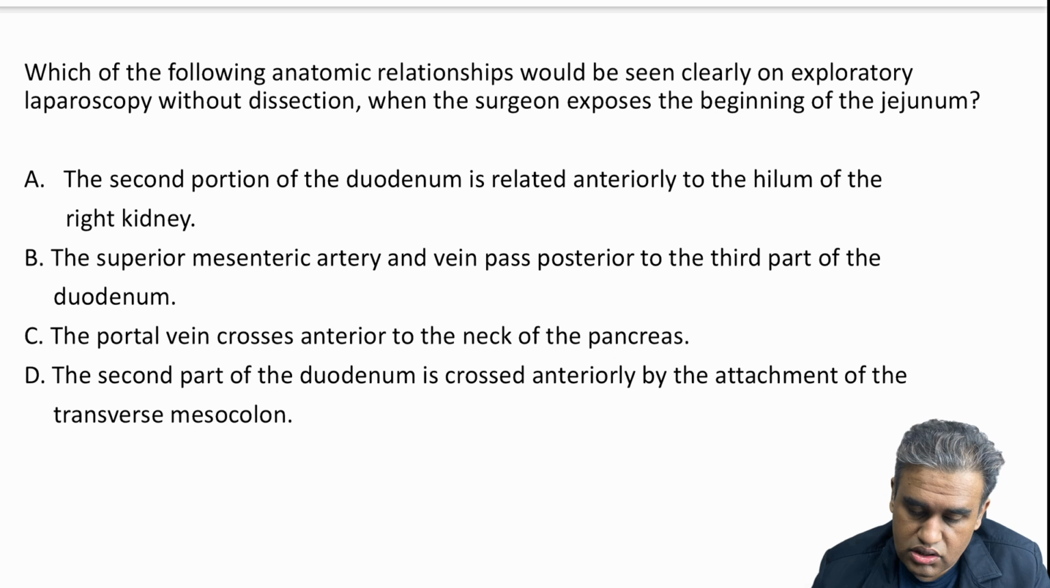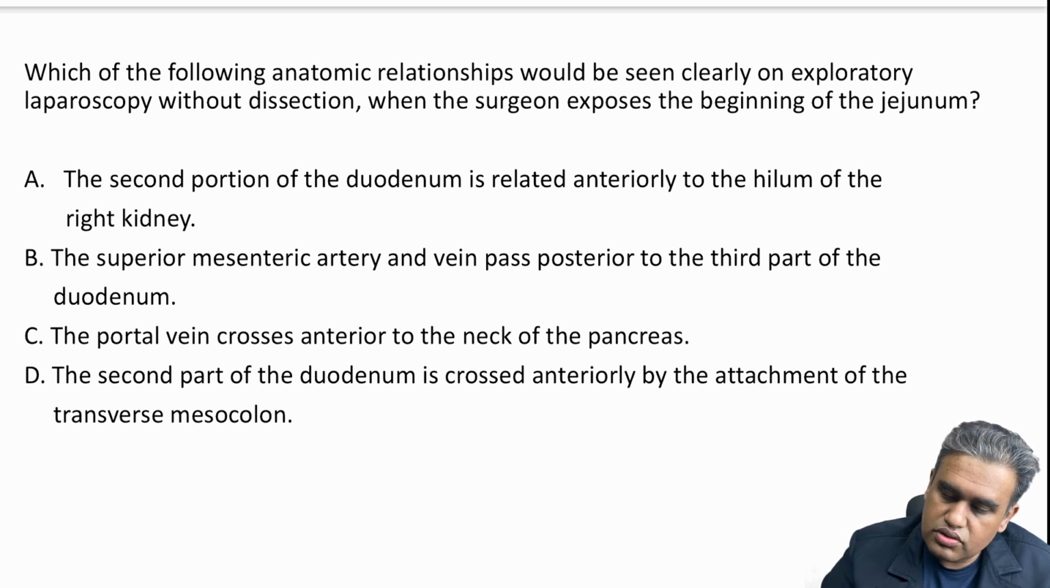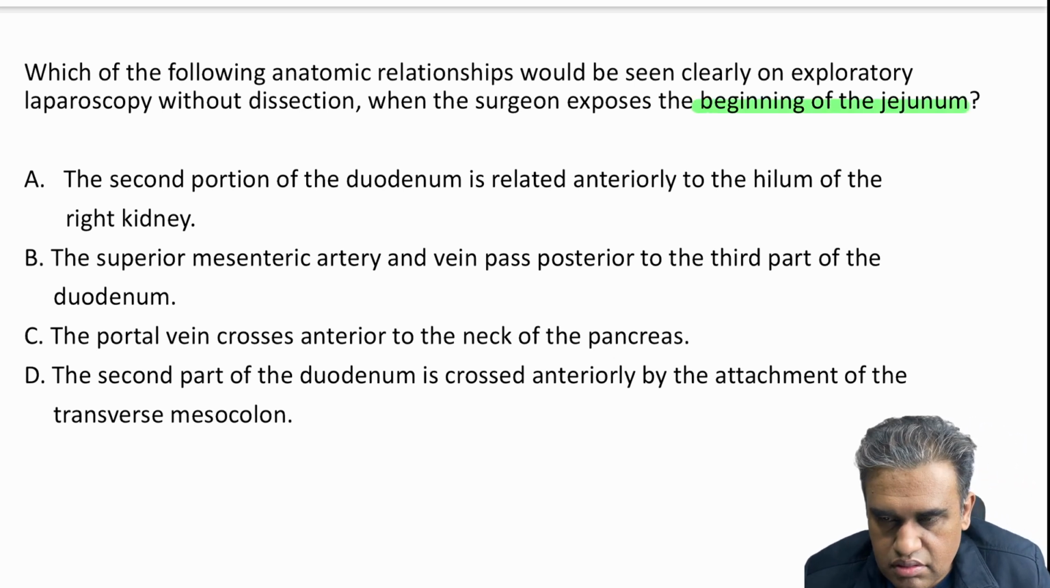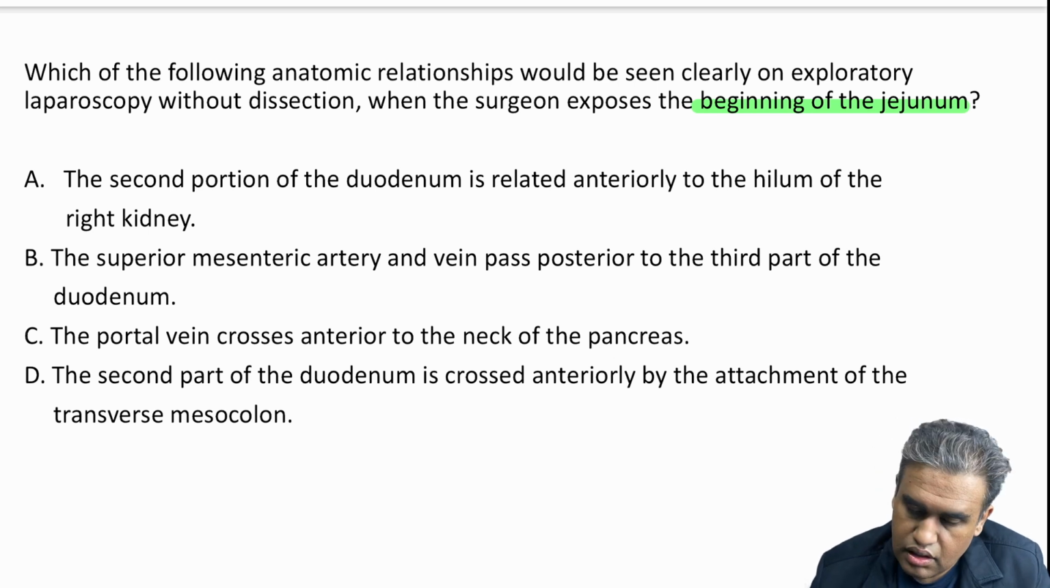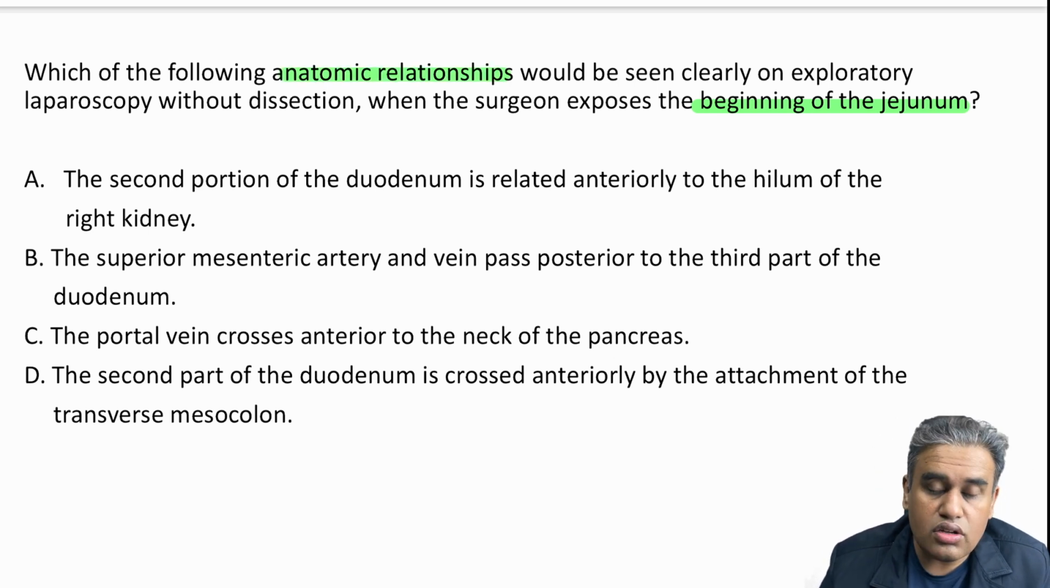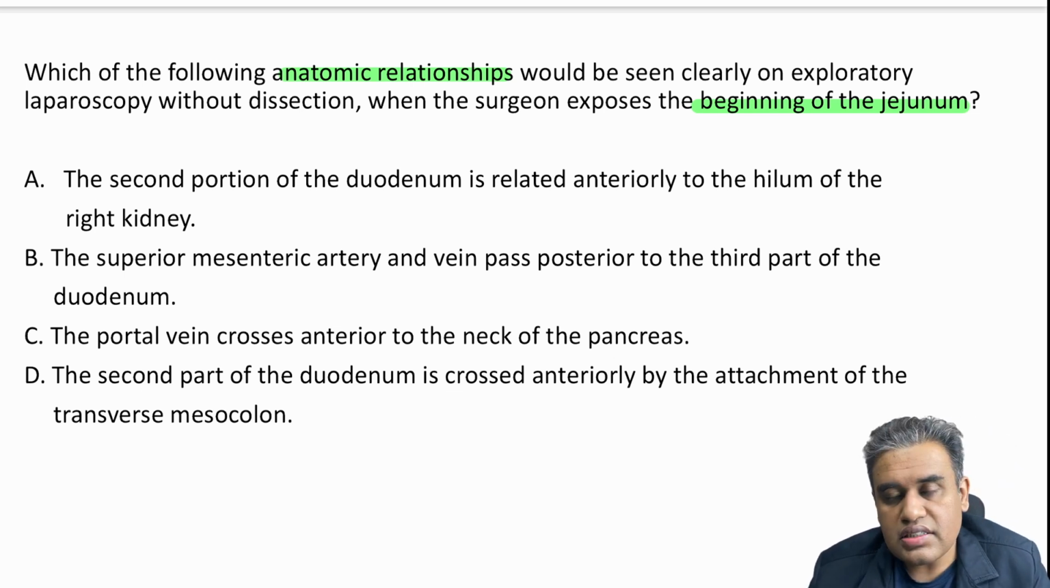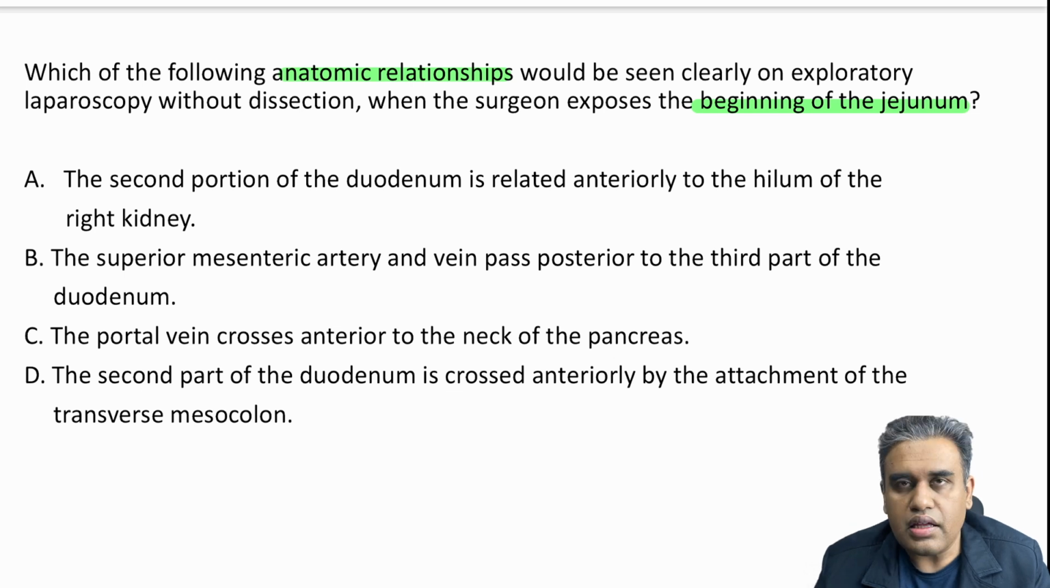Okay. So coming to this question, which of the following anatomical relationships would be seen clearly on exploratory laparoscopy without dissection, when the surgeon exposes the beginning of the jejunum? So here they are asking that you are about to reach the beginning of the jejunum. Now anatomically, what structures would you be seeing over there? It's an exploratory laparoscopy. So we all know that the jejunum is an intraperitoneal organ, and once you open up the abdominal wall, you see the greater omentum, you lift it up, then you see the jejunum and ileum. Jejunum is the upper end to the left side, ileum is the lower end to the right side. Now there's a whole tube, a long pipe, and you reach the beginning of the jejunum. What do you see then?